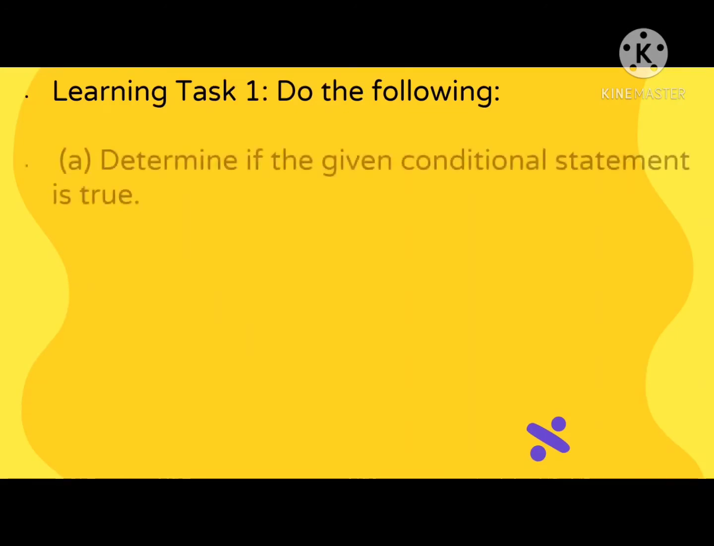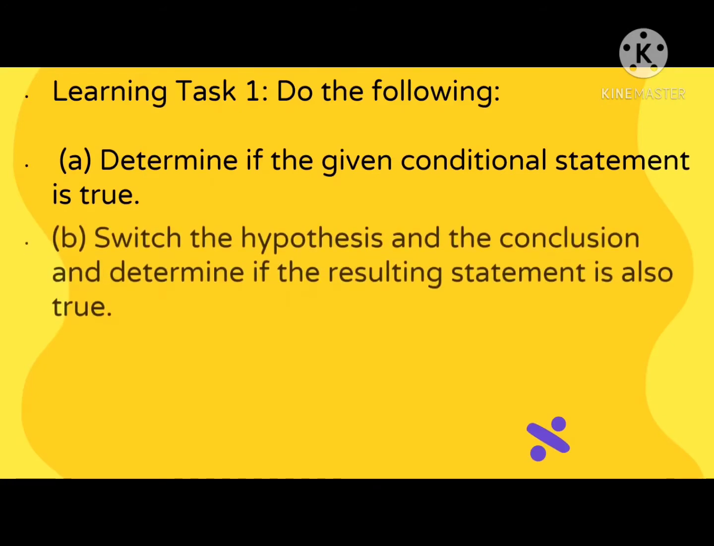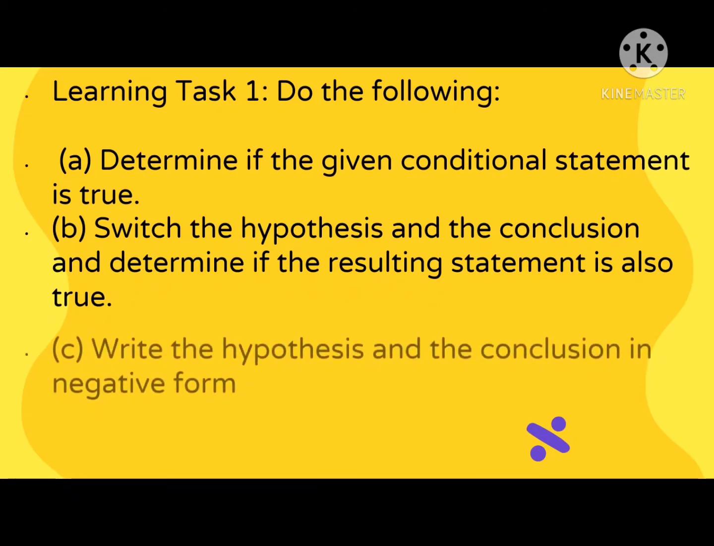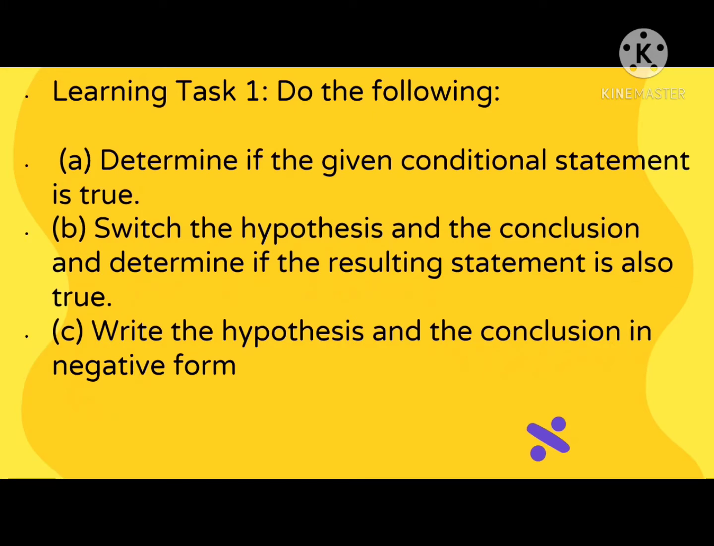So, let's do the following. Letter A, determine if the given conditional statement is true. Letter B, switch the hypothesis and the conclusion and determine if the resulting statement is also true. Letter C, write the hypothesis and the conclusion in negative form.